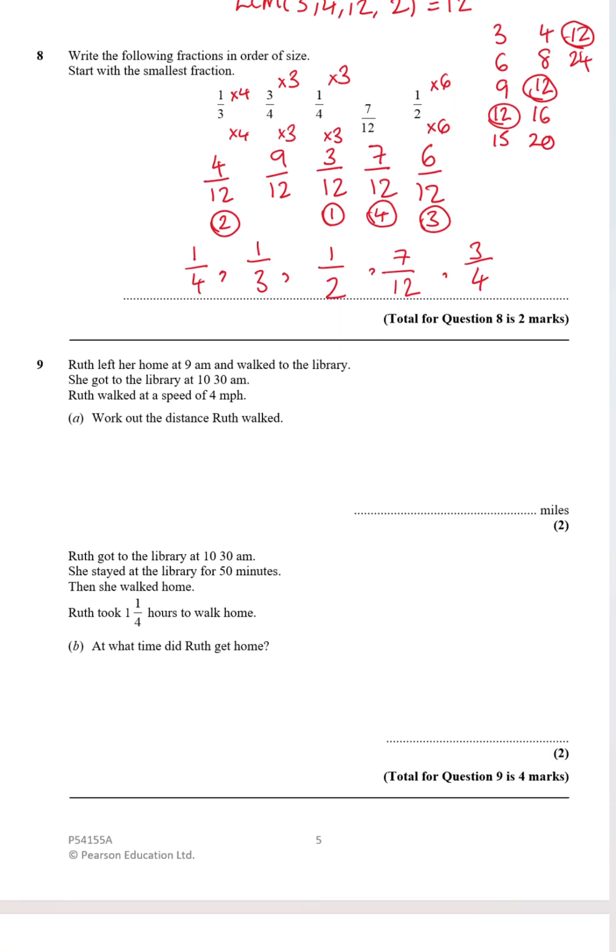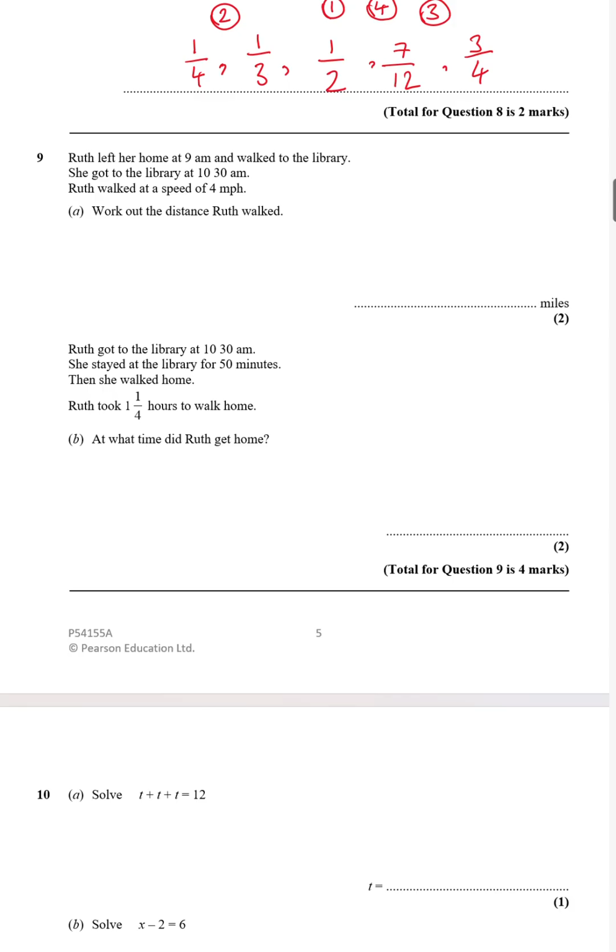Okay. Ruth left her home at 9 a.m. and walked to the library. She got to the library at 10:30 a.m. and she walked at a speed of 4 miles per hour. Work out the distance Ruth walked.